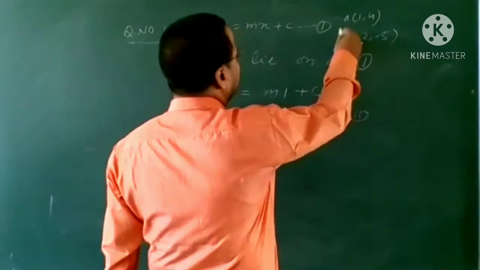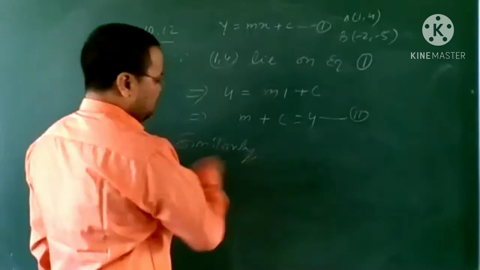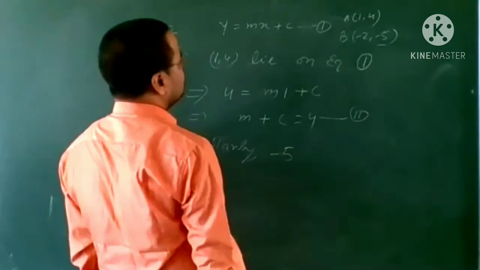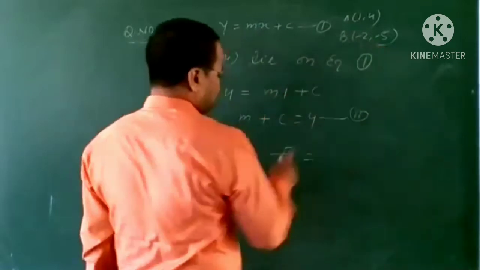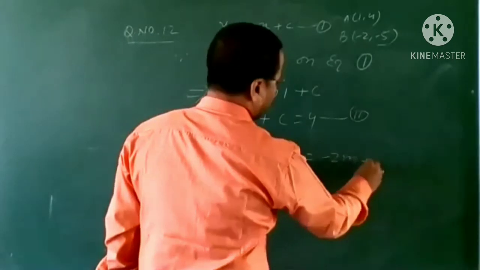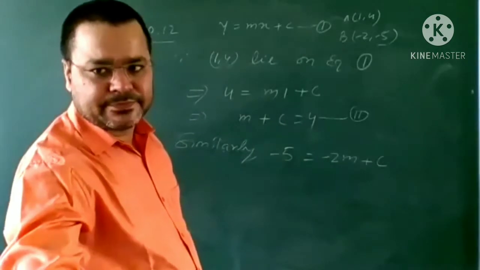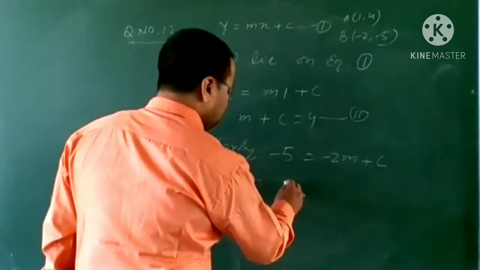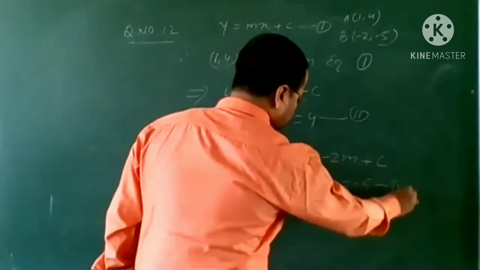Similarly, point B also satisfies this equation. The value of y is minus 5, so minus 5 equals m times the value of x, which is minus 2. We can write minus 2m plus c is equal to minus 5, and this is equation third.